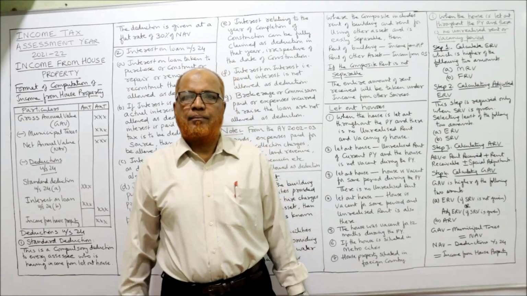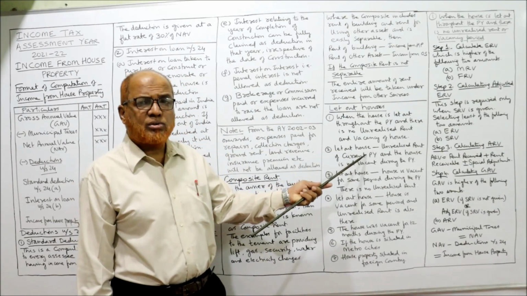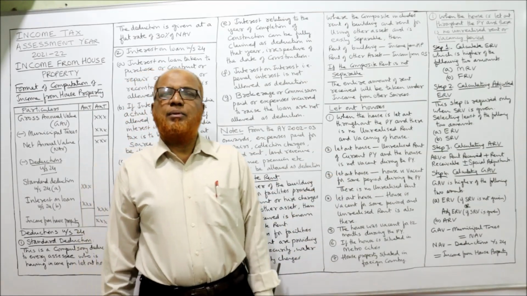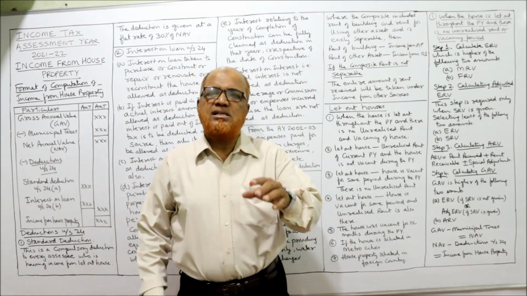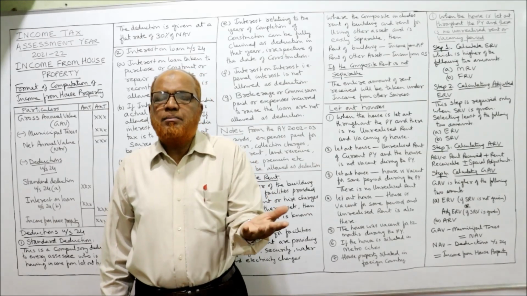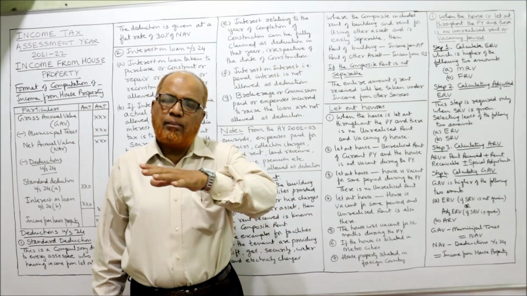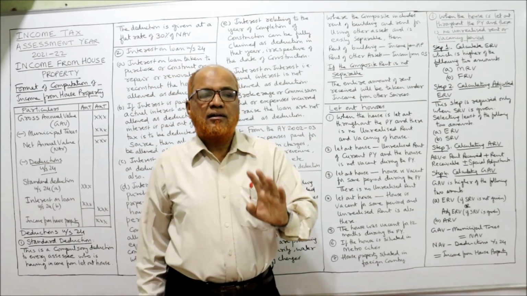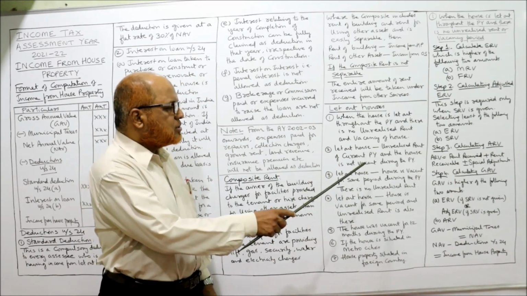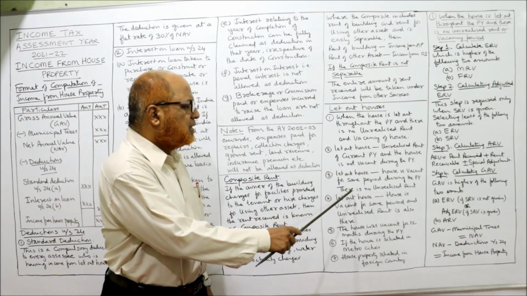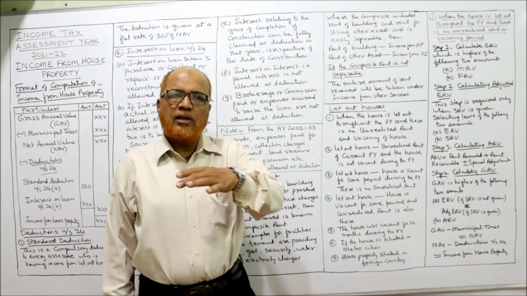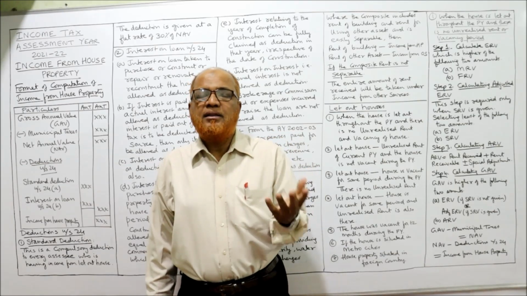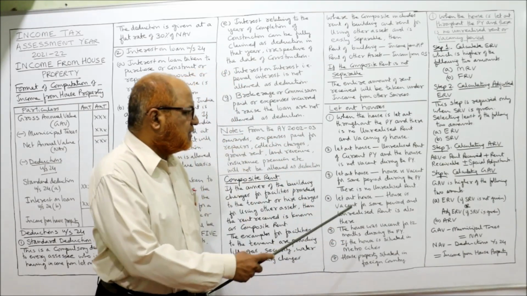First case. Second case, let out house, unrealized rent of current year, and the house was not vacant during the previous year. During the whole year, there is unrealized rent, but there is no vacancy period. That means for 12 months it is completely occupied, but there is unrealized rent. Second case. Third case, let out house is vacant for some period. There is no unrealized rent. During the year, there is a vacancy period, but there is no unrealized rent. This is the third case.